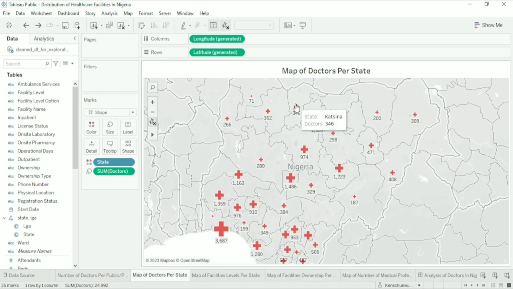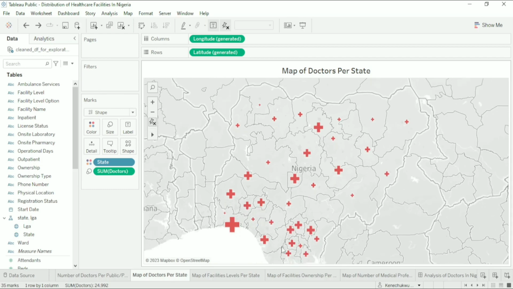So now this is the map. Like I said before, we're lacking states in Benue, which is here, and in Bayelsa, which is here. Over here, Benue and Bayelsa, we're lacking information about the facilities there. So this is just a map of doctors per state. Lagos is the highest, which is 3,000 plus, followed by others like, I think, Kano.